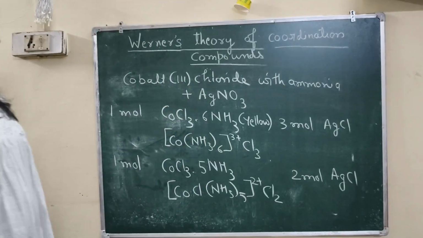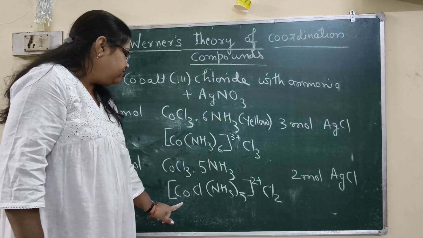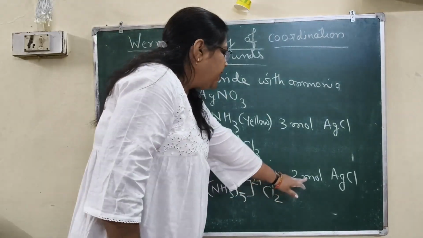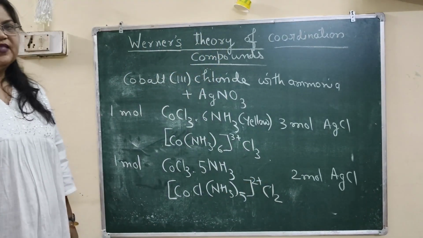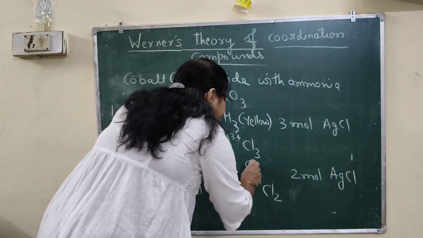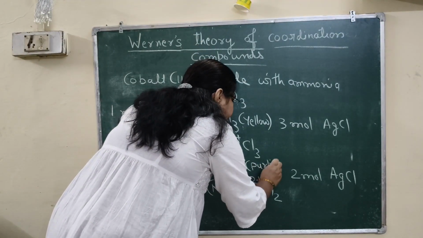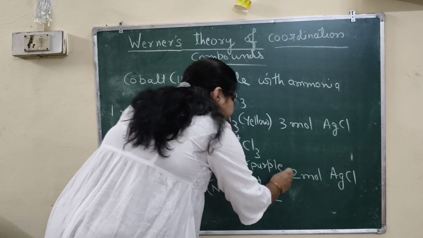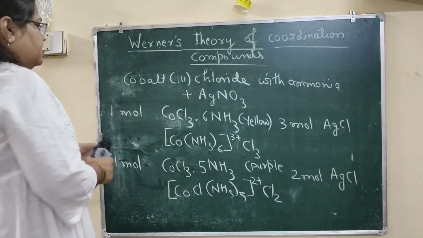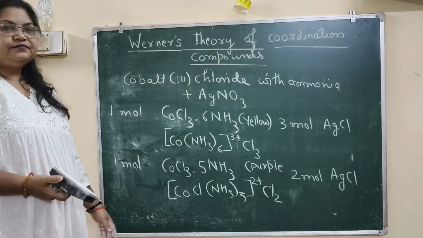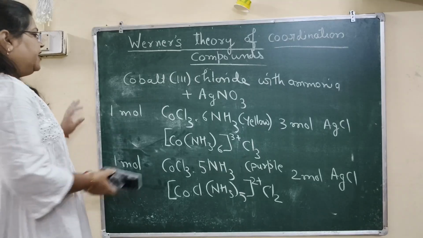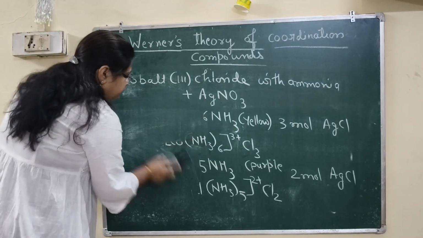This is its formula. These are directly attached to the central metal atom. इनको बोलते हैं secondary valency, और ये हो गया primary valency. Its color is purple. In this way we can take some more examples. You can see this. Let us take some more examples.